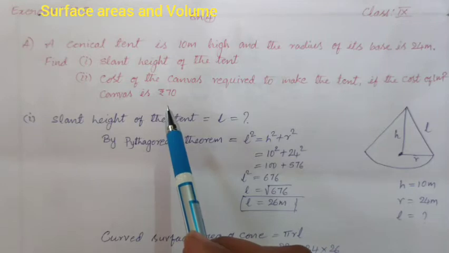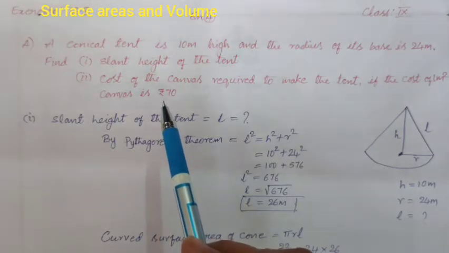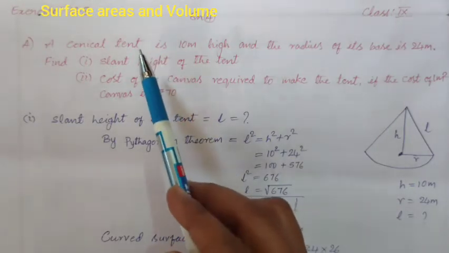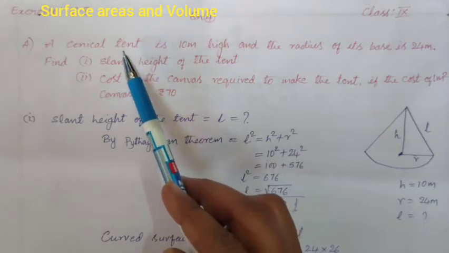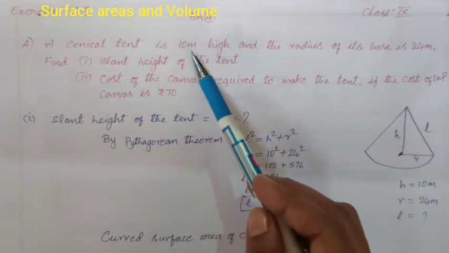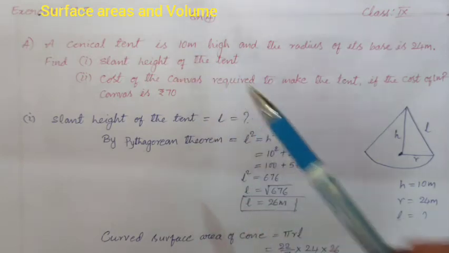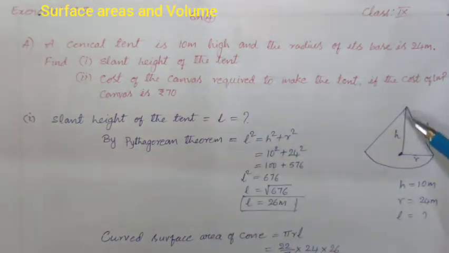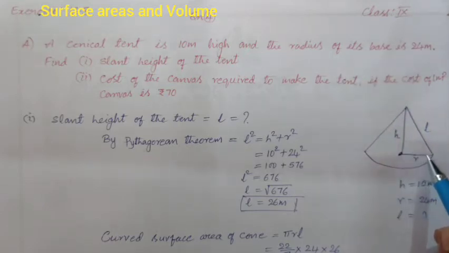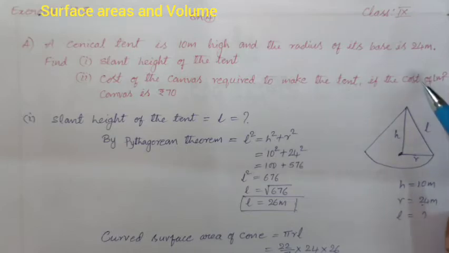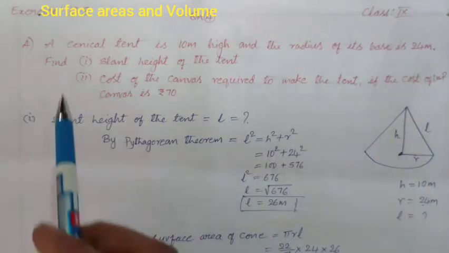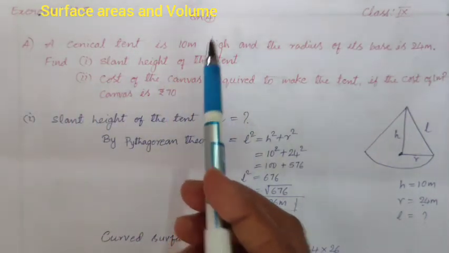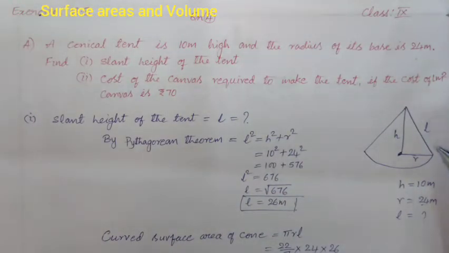Students, you can read the question very carefully. What is given in the problem? A tent is in the shape of a cone. Height is 10 meter, so the height is given. The height of the tent will be 10 meter, and the radius of its base is given, that is 24 meter. Find the slant height of the tent. Here we have to find the slant height.